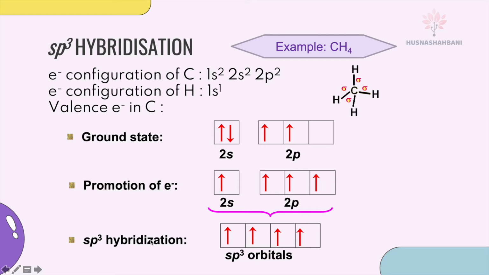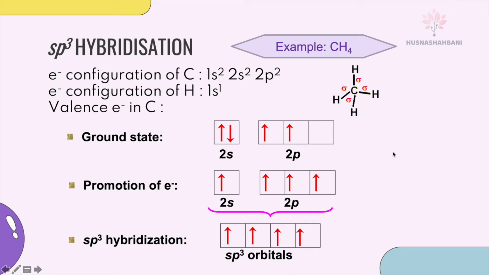And then the type of hybridization: mix all the unpaired electrons involved, 1 in 2s and 3 in 2p. So that's why sp3 orbitals, no empty 2p orbital, only sp3 orbitals. The orbitals in sp3: 1 sp3 orbital, 2 sp3, 3 sp3, 4 sp3 orbitals. So a total of 4 orbitals in sp3.